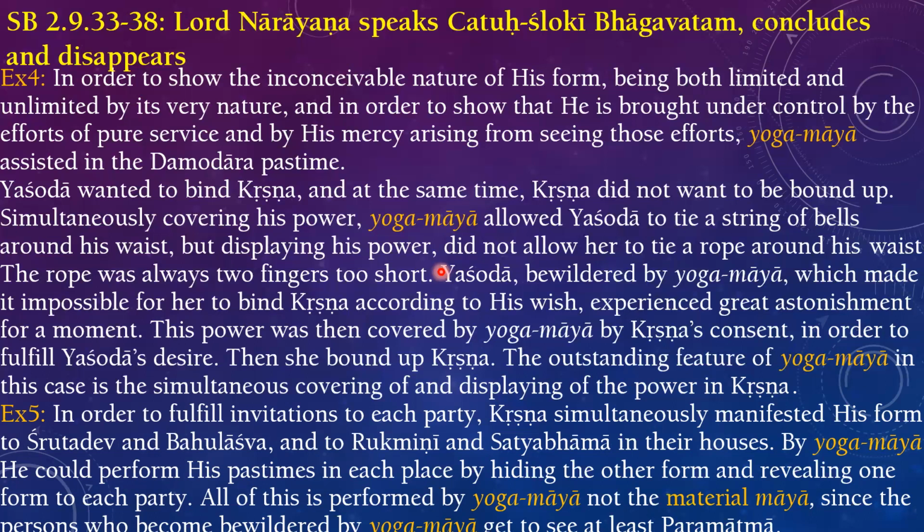And in Dwaraka, there are 16,108 queens. Every night when he was going to the palaces, he would go to all the palaces. He was there in every palace. He expanded himself into that many forms. So like that, by Yogamaya, he could perform his pastimes in each place by hiding the other forms and revealing one form to each party. The other queen would never understand that Krishna is also there in the house of other queens.